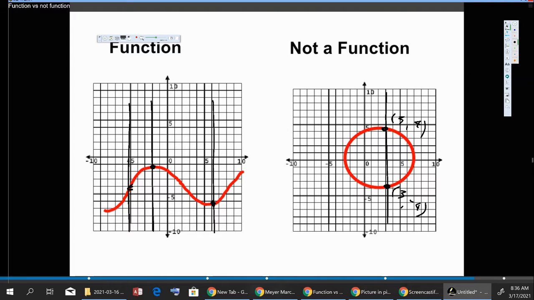Okay, so real quick recap. Function, not a function. Function, every x, every input has one output. Not a function, that x value, that input has more than one output. It's a mystery what the output's going to be, right? We don't like that.